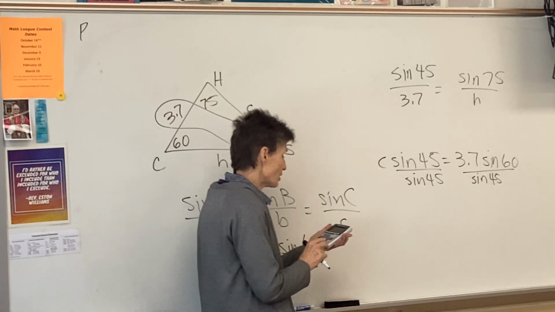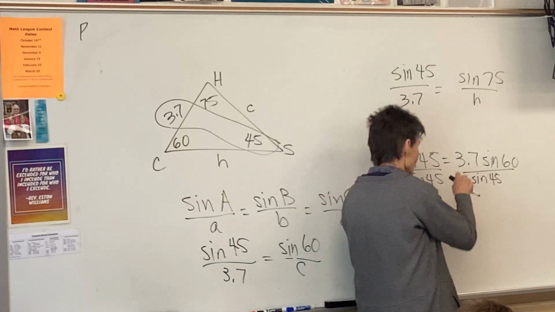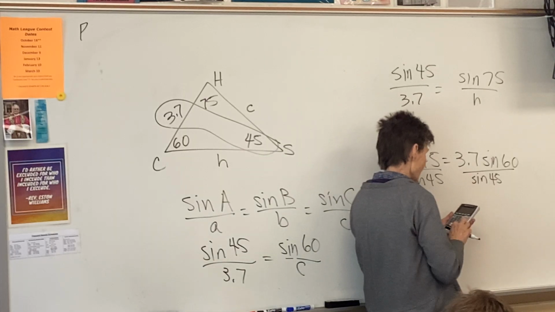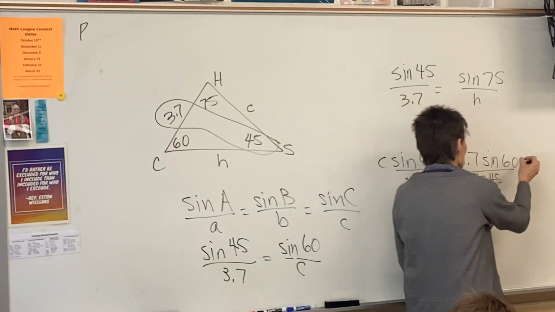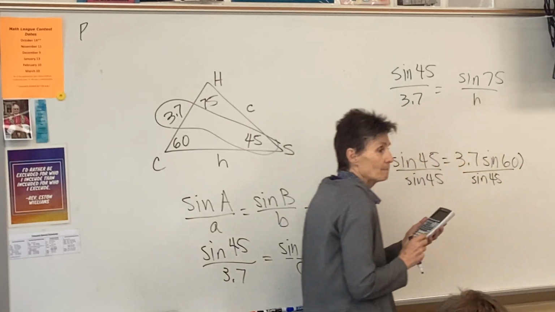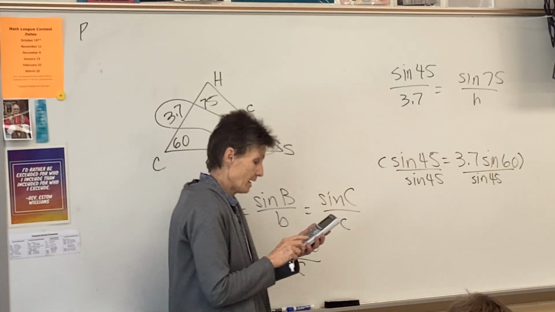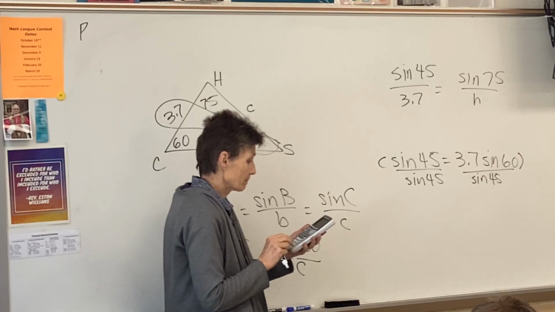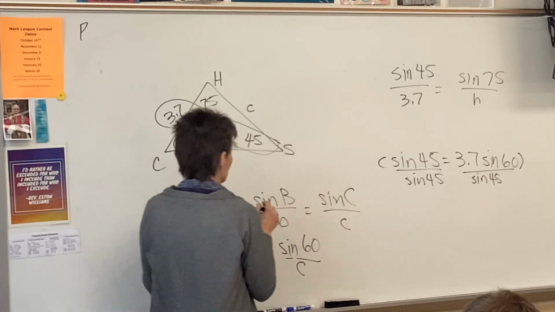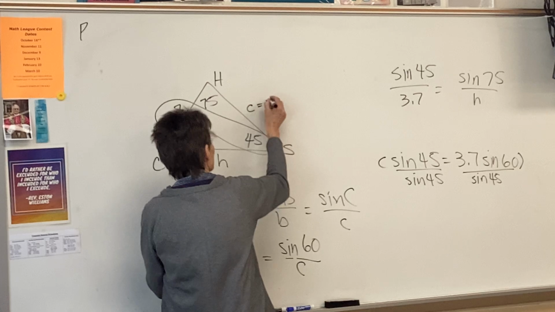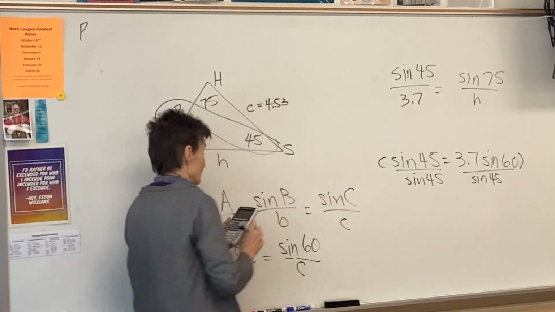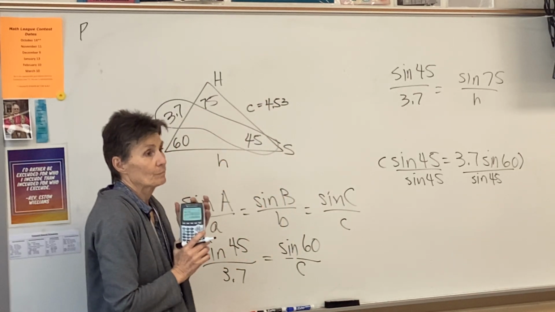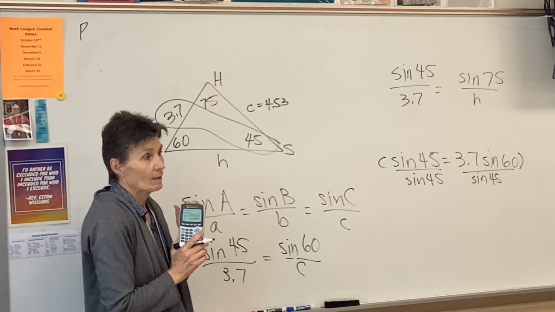The only caution I have for you is, when you do 3.7 sine 60, close that parentheses. And then divide it by sine 45. 4.53. So side C is 4.53. Everybody okay with that?